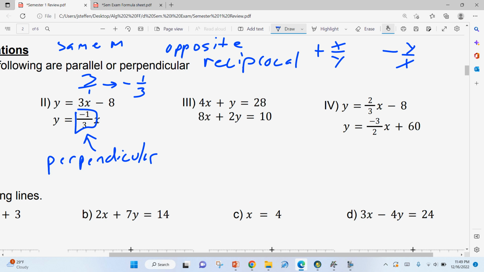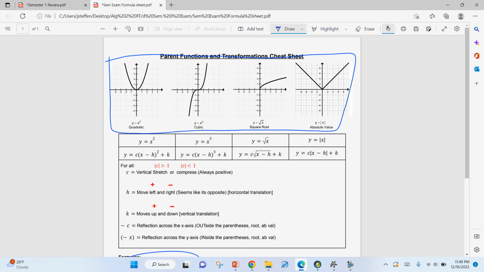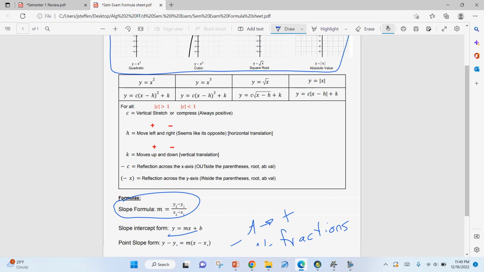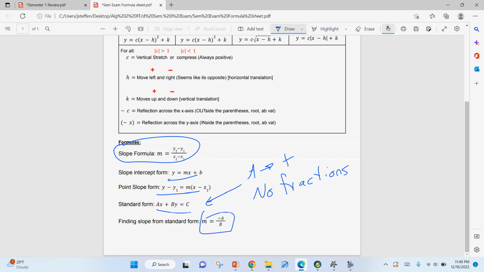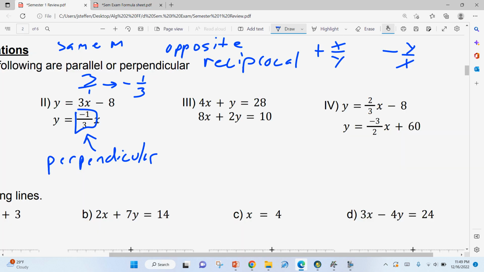Now this one is a little bit more of a struggle because you have to find your slope. Now there's two ways to do this. You could put them in slope-intercept form, or you could remember from a formula sheet. If they are in standard form, you can use this negative a over b. So that's what we're going to use for this one. So the a's are first, the b's are second.